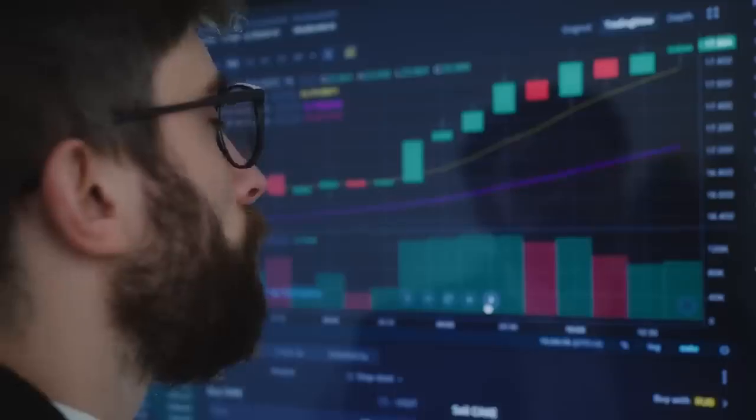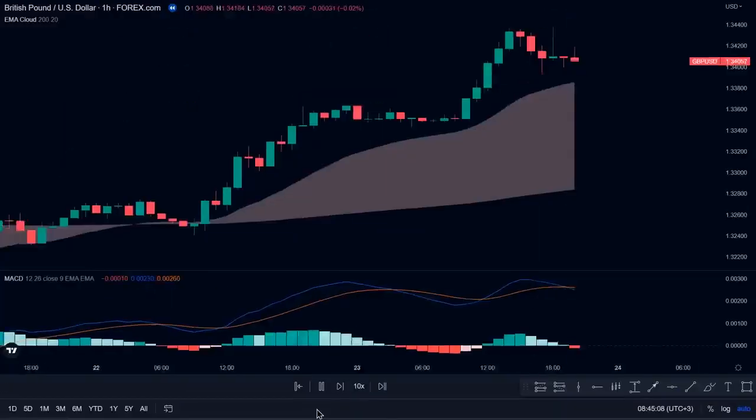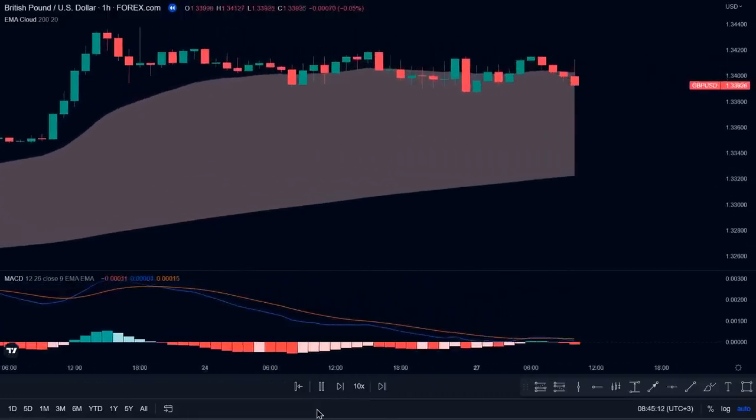If you want to give this strategy a try, remember to do extensive backtesting and customize it to your liking to make it even better.